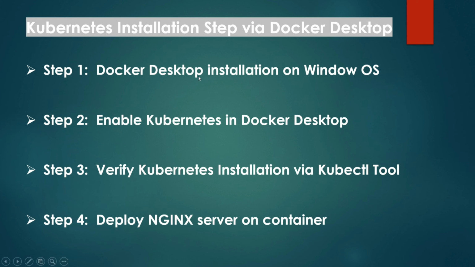First step is Docker Desktop installation on a Windows machine. Once Docker Desktop is installed, then we need to enable Kubernetes in Docker Desktop, and as part of the second step, we will have a Kubernetes installation with a single node cluster ready. Okay, and as part of the third step, we need to verify the Kubernetes installation via the kubectl tool. Here the kubectl tool is the command line tool that is used to interact with the Kubernetes cluster.